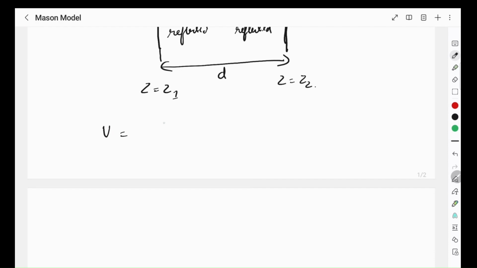So how can you write the displacement? You can write the formula as displacement u is equal to a e raised to minus j k z plus b e raised to j k z. What is this? This is the wave traveling to the right, and this is the wave traveling to the left.